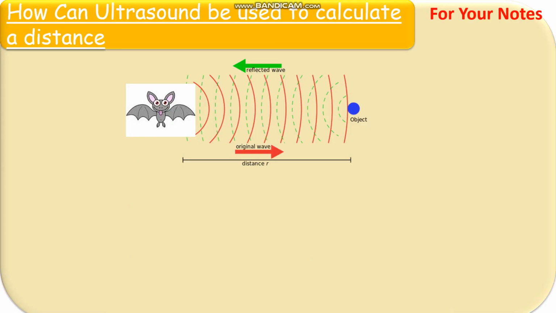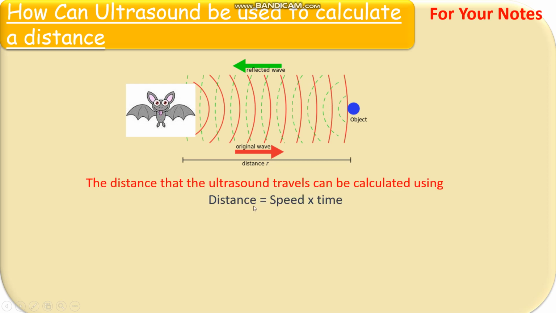Finally then, for your notes, how can ultrasound be used to calculate a distance? So again, on the exam paper there's a question which asks you to calculate a certain distance using information from echolocation. So if you look at the situation we've got there, we've got a bat which is sending out these waves here, these ultrasound waves in red. They're hitting an object and then reflected back. These are the green waves here.